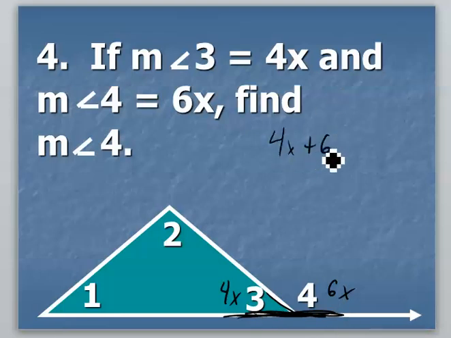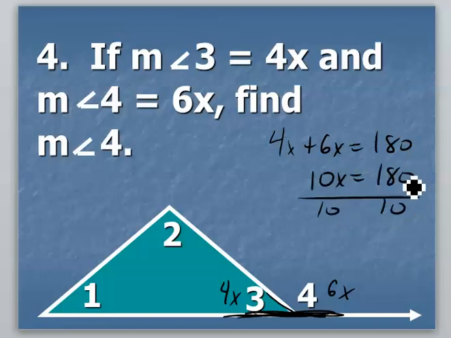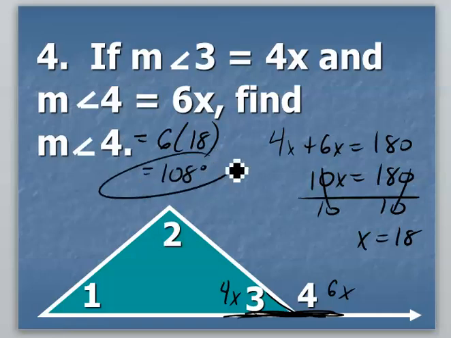4x plus 6x equals 180. 4x plus 6x is 10x. And if we divide by 10, we get that x is 18. We're to find the measure of angle 4, so we're going to do 6x, so 6 times 18, which is 108 degrees.